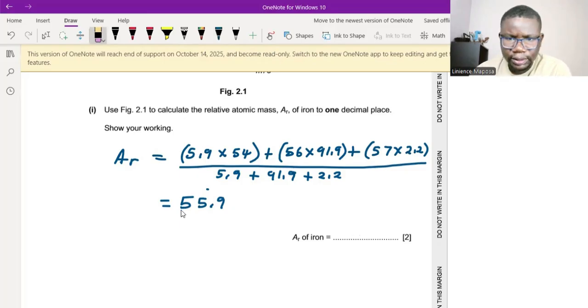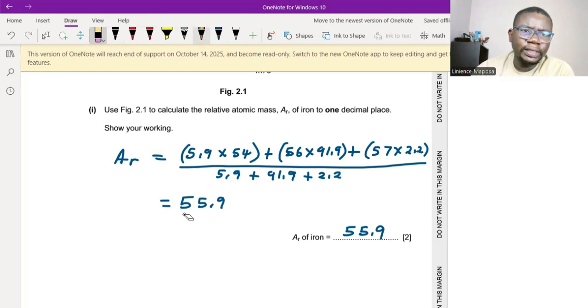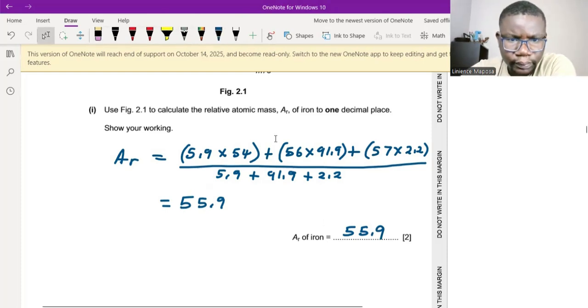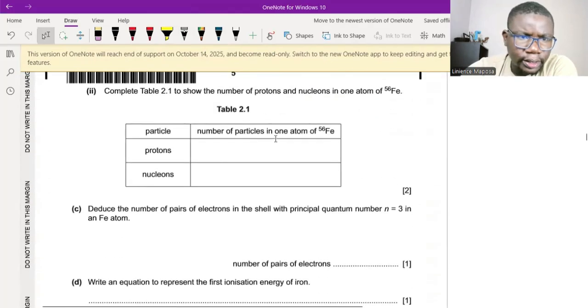Okay, what am I writing here? 55.9, that will be the mass. Please just make sure when you get your answer here, it must be close to the mass per charge ratios that you have used. Okay, and then we move on.